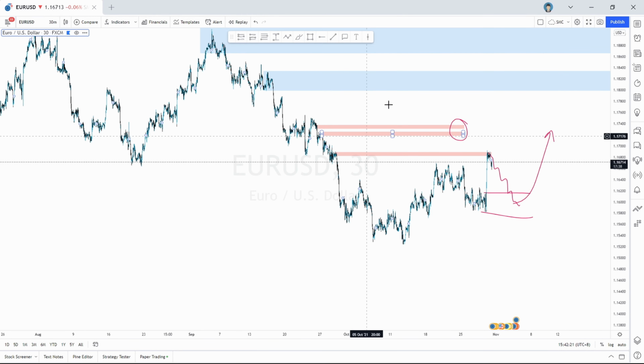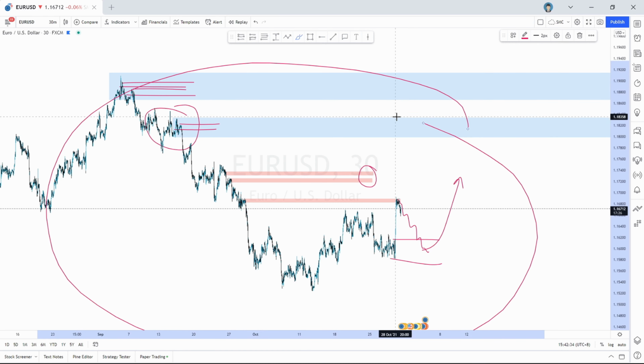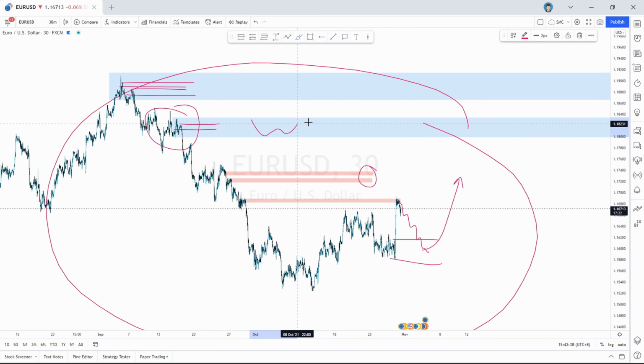So this is how I personally refine POIs. It's the same story here. We just look for a refined zone here, something like that, something like this, something like that, unmitigated zone. And it's the same thing on lower time frames. For example, you start with the larger zone like the 15-minute, then you refine it in the 1-minute.